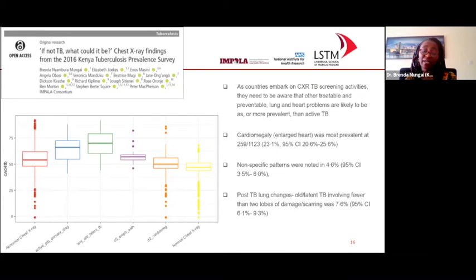And then, as I come to an end, as a subset of that data, we had also looked at, if not TB, what could it be?